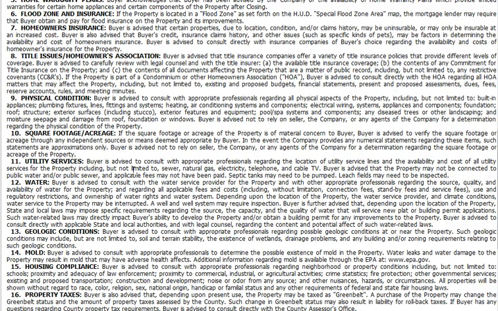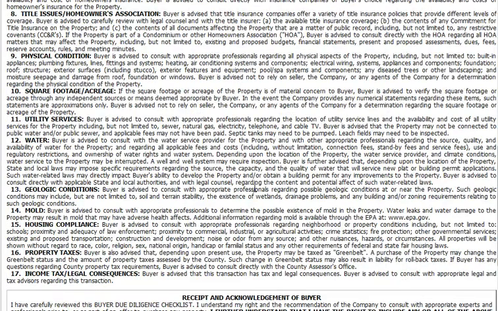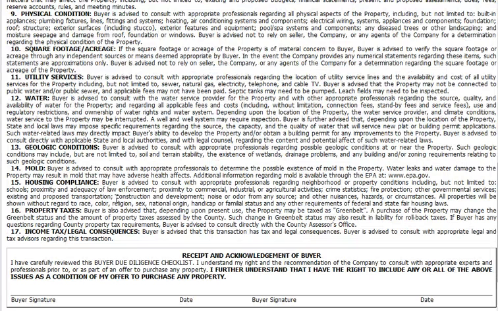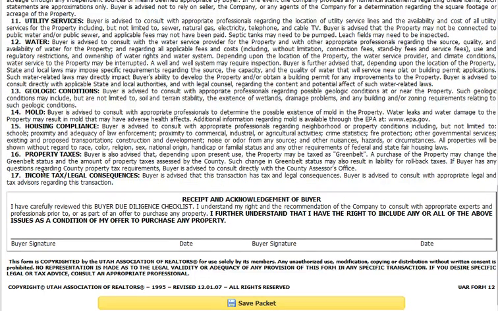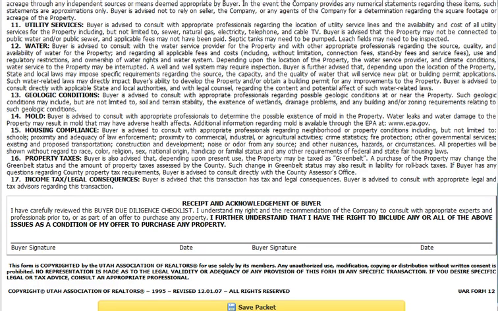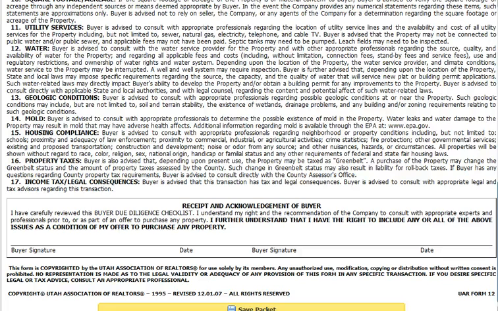Any of the utility services that might be out there, water, where it comes from, geological conditions, mold again, housing compliance, property taxes. Those things can be, again, those are your responsibility, even though your realtor may help you with those and any income or tax legal consequences. So beware of those things. Look into them yourself, and your realtor can help you, but you have that final responsibility.